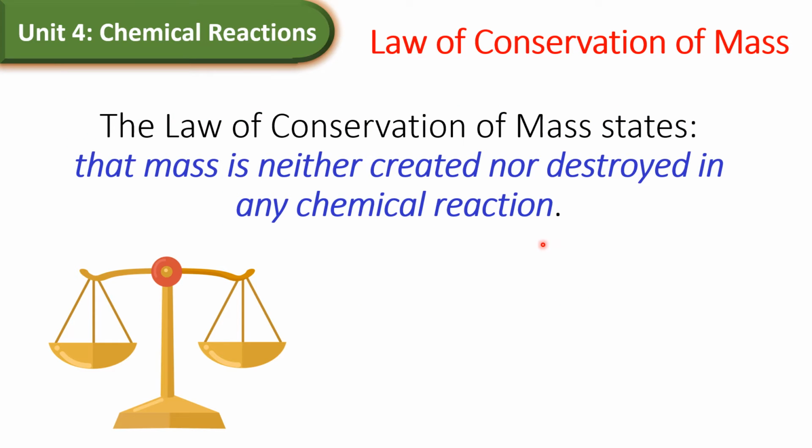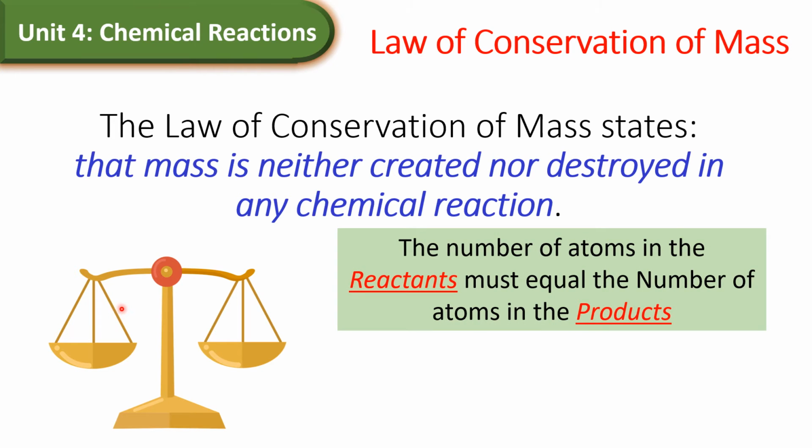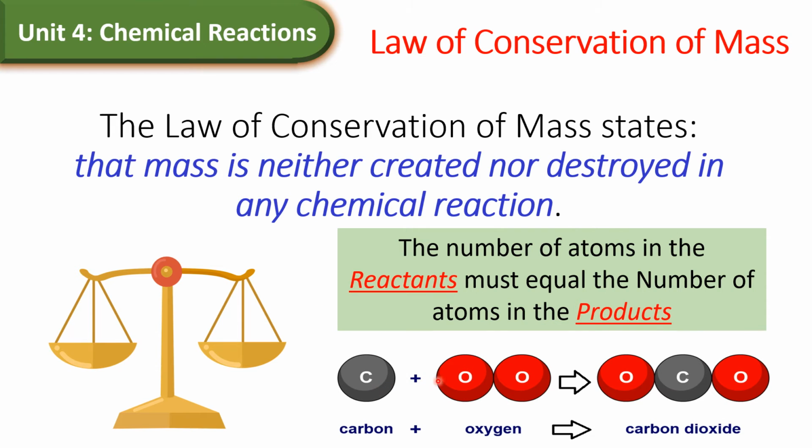And finally, before going to balance our equation, we have the law of conservation of mass. This law states that mass is neither created nor destroyed in any chemical reaction. So everything is balanced. Let's look at our example. With carbon and oxygen producing carbon dioxide, you have to make sure that the number of atoms in the reactants, meaning carbon and oxygen, is equal to the number of atoms in your product.